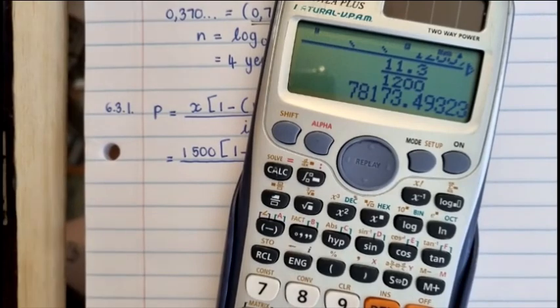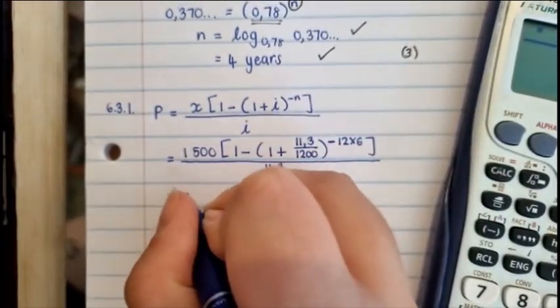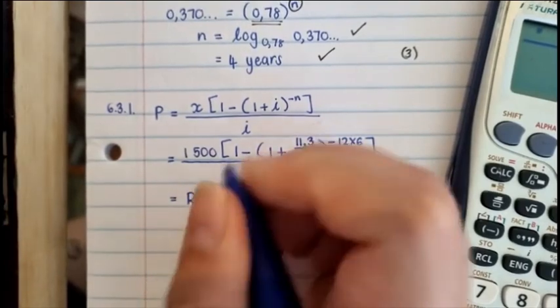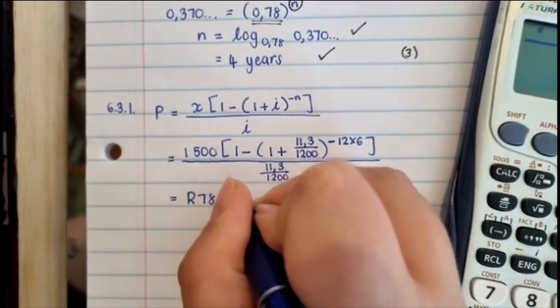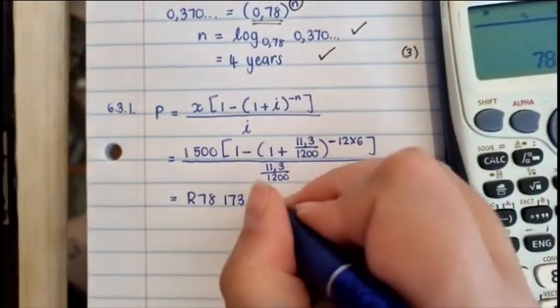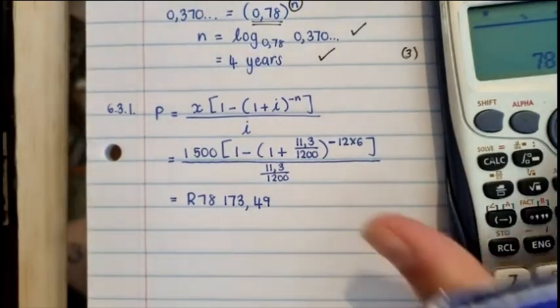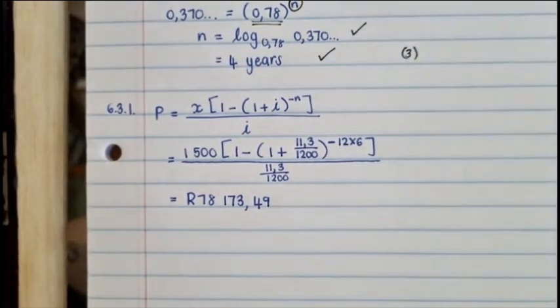And that is the amount. So that is the actual amount of the loan. All right, so that is 78,173 Rand and 49 cents. Okay.